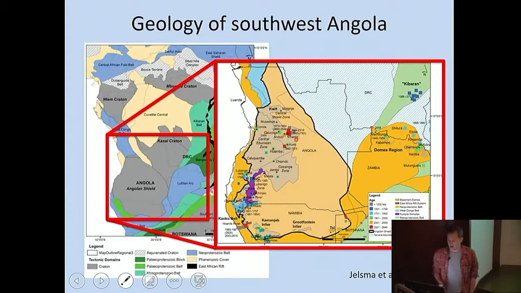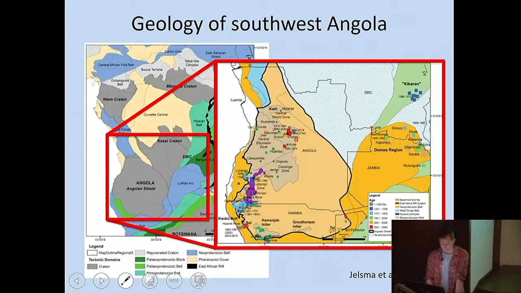But predominantly, the geology of this region is dominated by this purple belt, this north to northeast trending purple belt, which is the Kunene anorthosite complex, this 1.3 billion year old Proterozoic massif-type anorthosite that we've been focused on in southwest Angola.